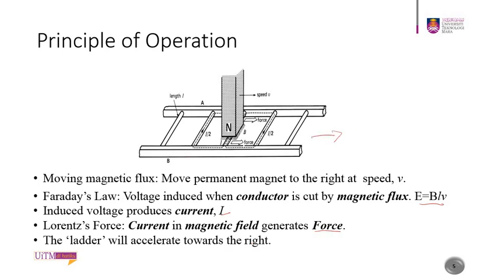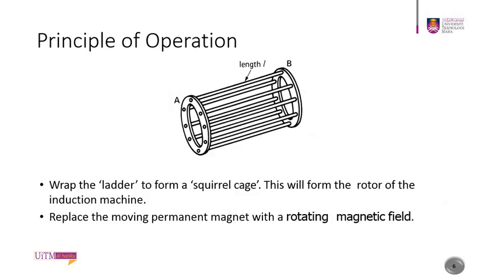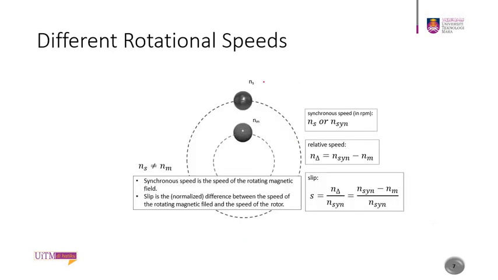So that's for a linear motion. If you wrap the ladder to form a squirrel cage, this will form the rotor of the induction machine, making it a rotational movement. So replace the moving permanent magnet with a rotating magnetic field. And you have your equations.